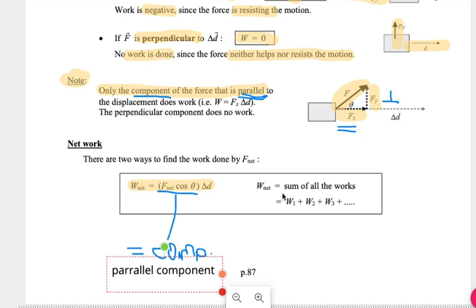Another way to do it is to find each of the forces and the works that they're doing, right? This will make more sense during an example, but if we find the work done by each of these forces, F1, F2, F3, and add together the work of each of those, you'll get this net work as well. So we'll do an example with both of those together.